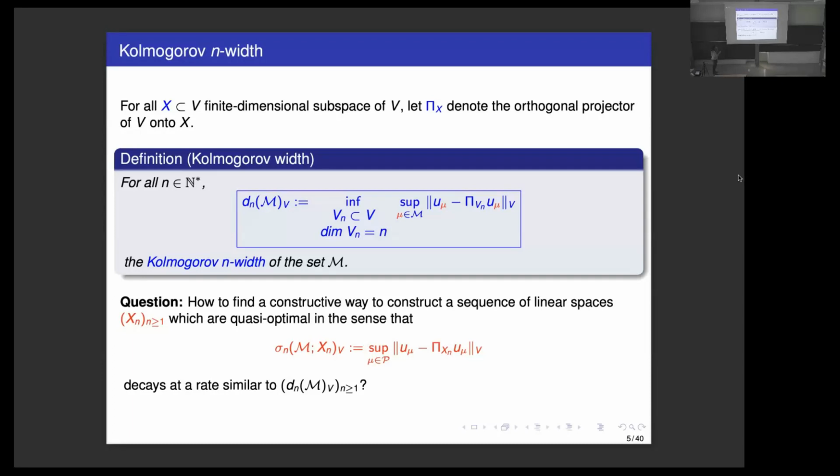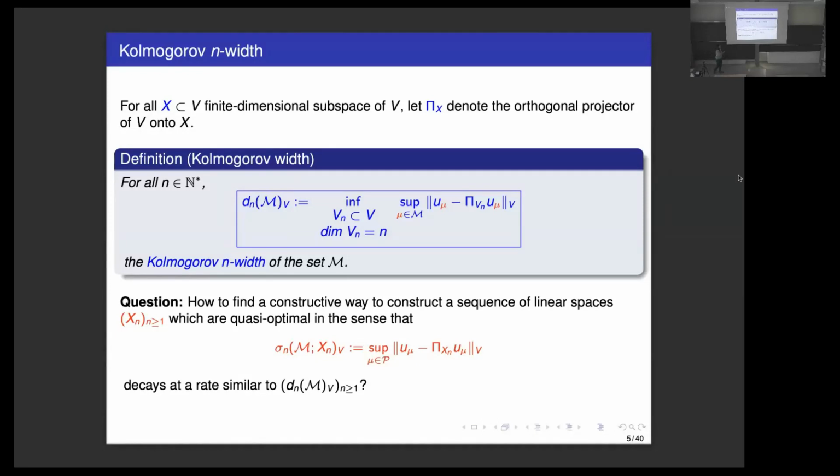So let me introduce some further notation. If X is a finite dimensional subspace of V, I will denote by pi_X the orthogonal projector onto X. Then the Kolmogorov n-width of the solution set M in V is defined as the following. For any linear subspace V_n of V of dimension n, you can consider the supremum over all the parameter values mu of the error between u_mu and its orthogonal projection onto V_n. And you can consider the infimum of this quantity over all possible n-dimensional subspaces.